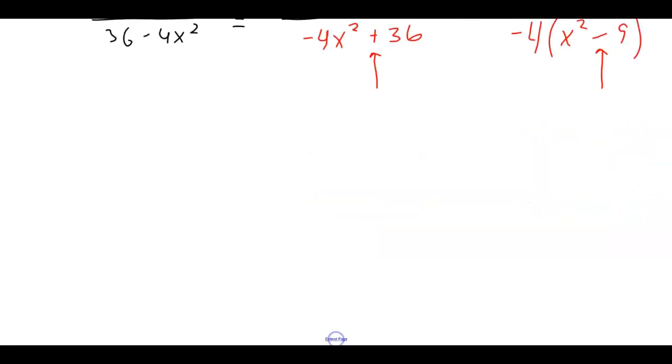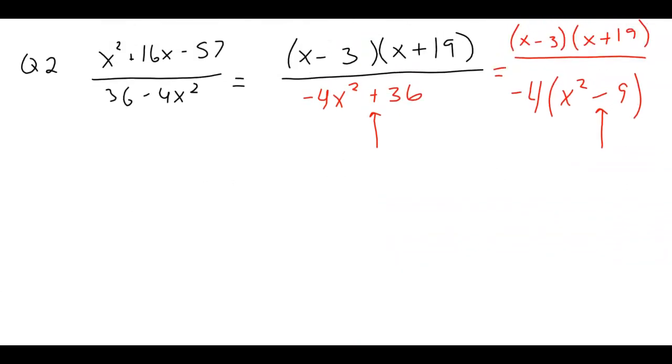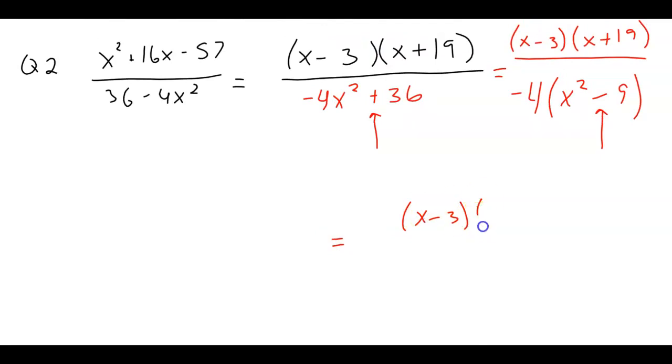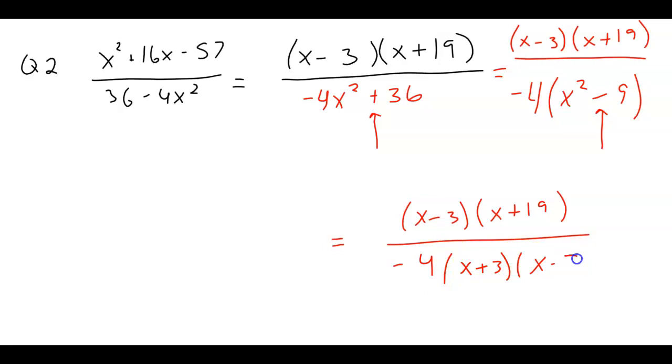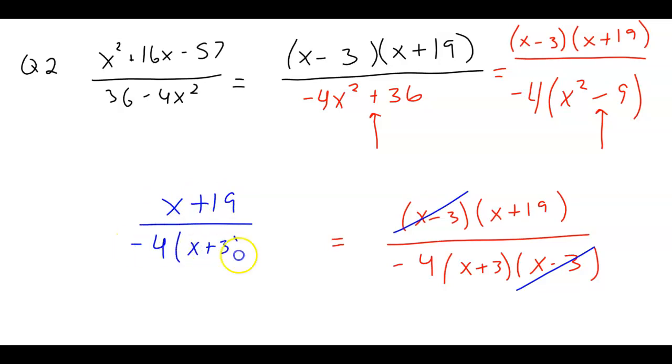So let me scroll down here. This becomes, on the top, we had x minus 3 times x plus 19. On the bottom, we have a GCF of negative 4, and then, like I said, x squared minus 9 would be x plus 3, x minus 3. So you can see we have an x minus 3 on top and an x minus 3 on the bottom. Those cancel, so your final answer is that x plus 19 that didn't cancel over the negative 4 and the x plus 3 on the bottom. Hopefully that helps out a little bit.